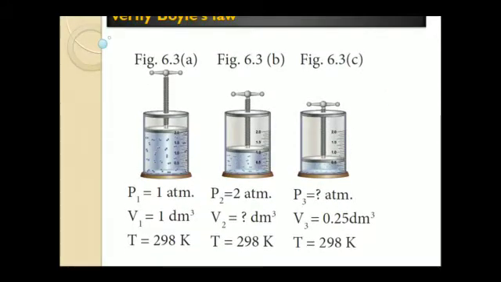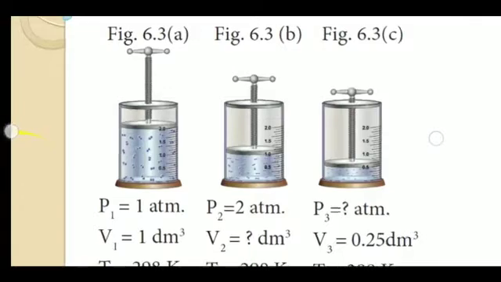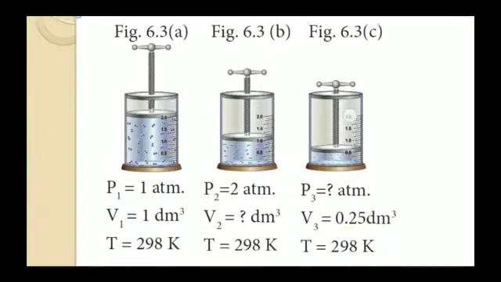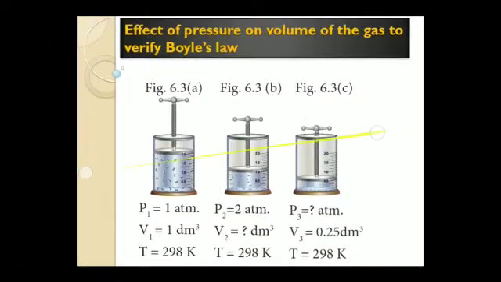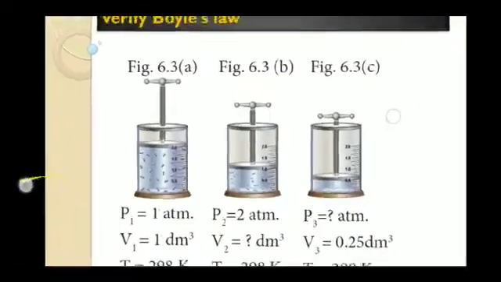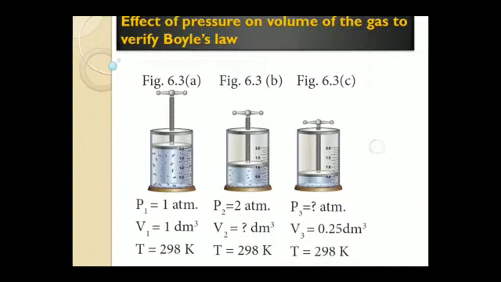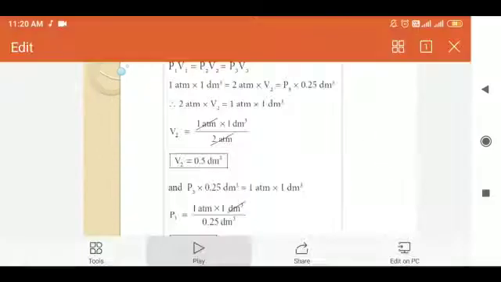In figure A, they gave P1 1 atmosphere, V1 1 decimeter cube, T 298 Kelvin. Then in B, P2 2 atmosphere, V2 we are going to calculate, T is the same 298 Kelvin. And in figure C, P3 we are going to calculate, V3 0.25 decimeter cube and T 298 Kelvin. Using Boyle's law, we are going to calculate the missing parameters.